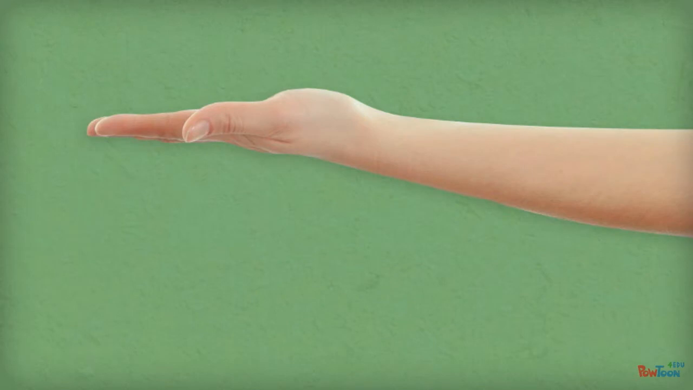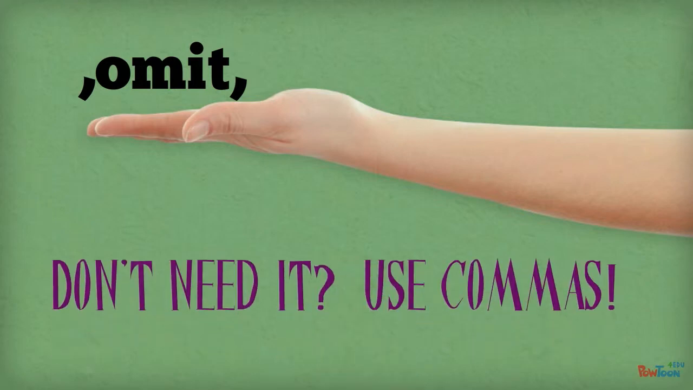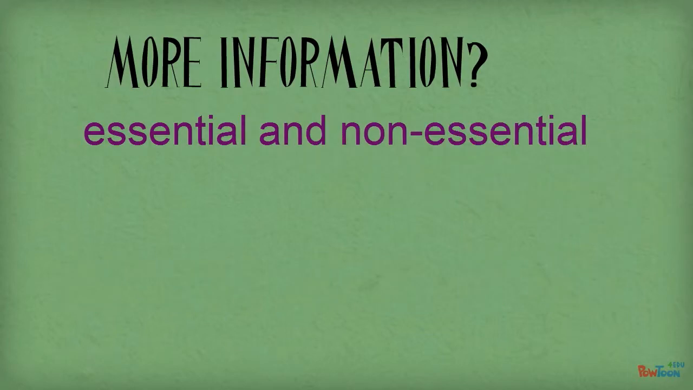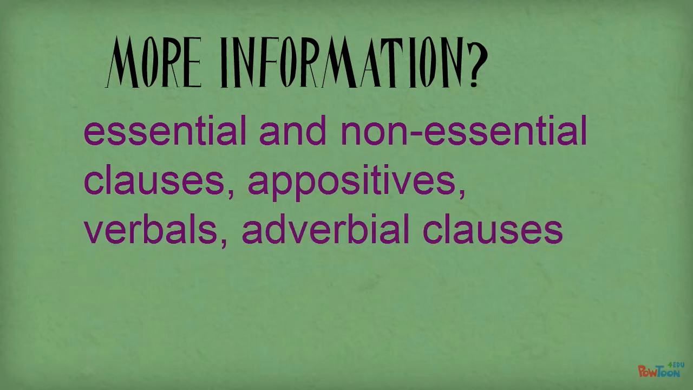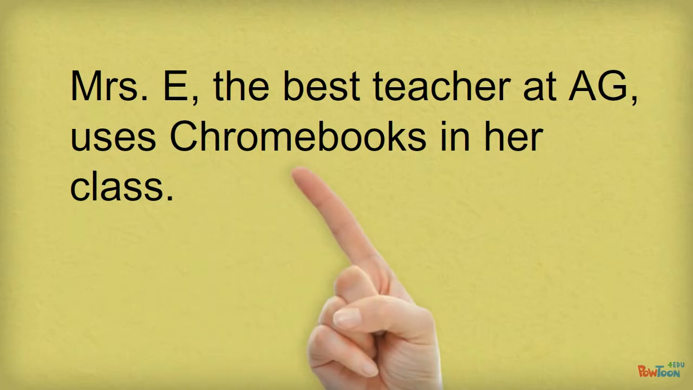The second rule for this lesson is the omit rule. This rule states that you should put commas around additional information that is not vital to the sentence's overall meaning. If you want more information on this rule, you would look up essential and non-essential clauses, appositives, verbals, and adverbial clauses. Here's an example. The focus is that Mrs. E uses Chromebooks in class.